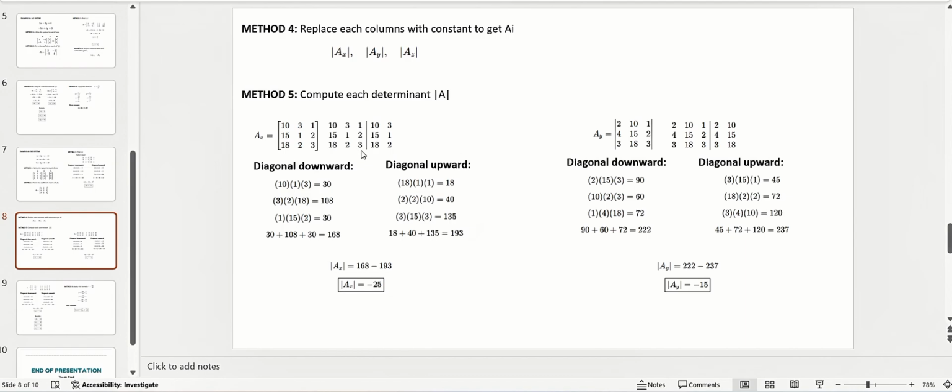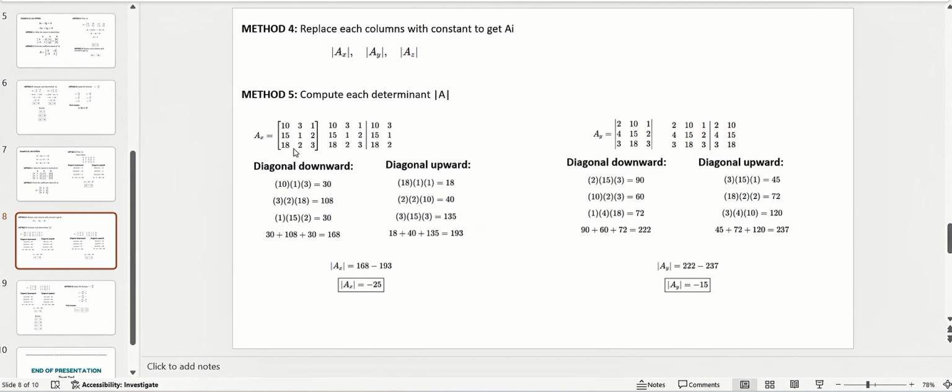So 10 times 1 times 3 is equal to 30. 3 times 2 times 18 is equal to 108. And 1 times 15 times 2 is equal to 30. Then i-add na to ng tulo. 30 plus 108 plus 30 is 168.